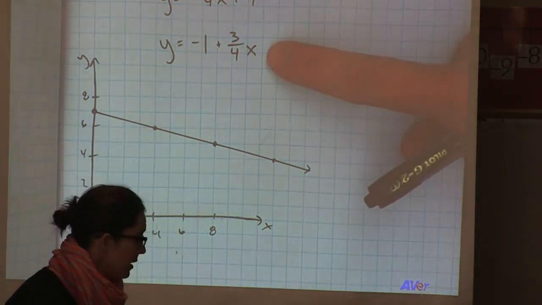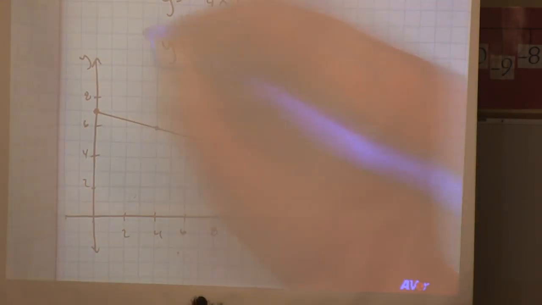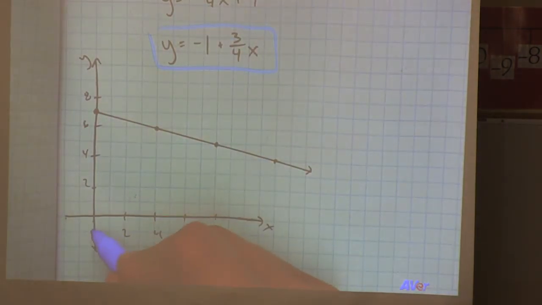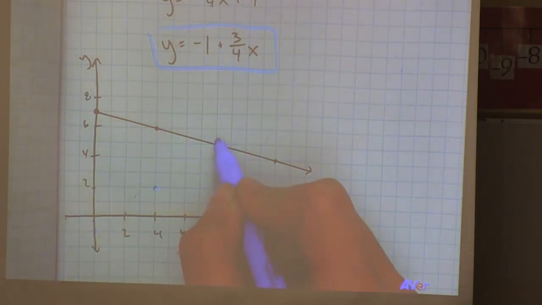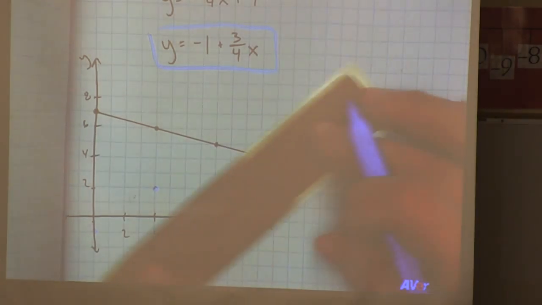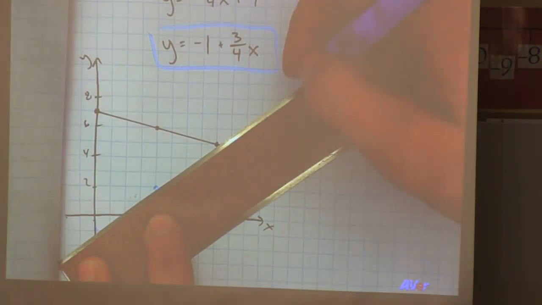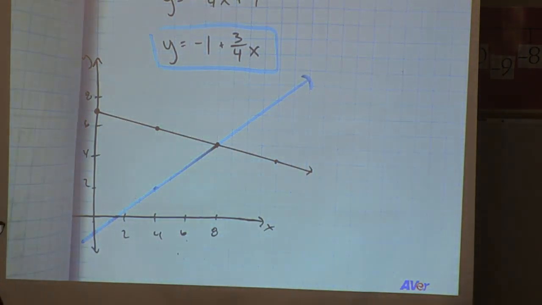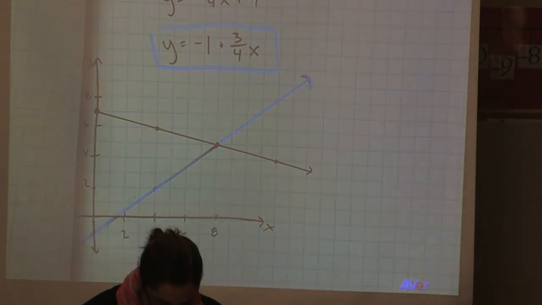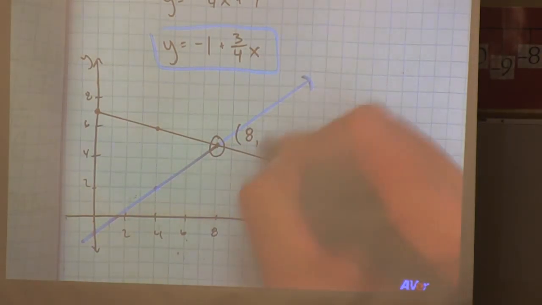Now for my bottom line. Starts at negative 1. Has a slope of up 3 over 4. Up 3 over 4. And then I can see that they're going to cross right there. So when I graph this line, I can see right where they cross, which would be the answer. They're crossing at 8, 5.